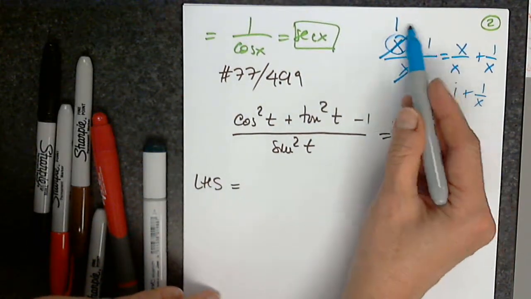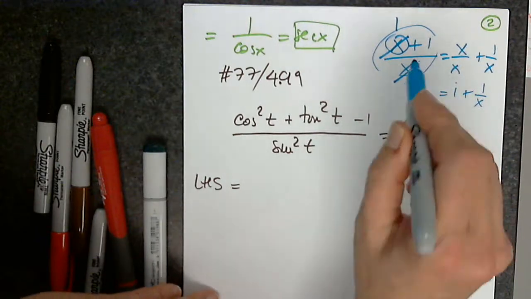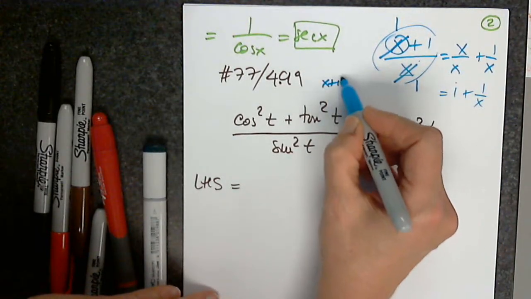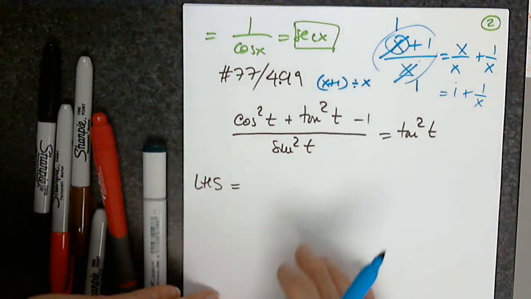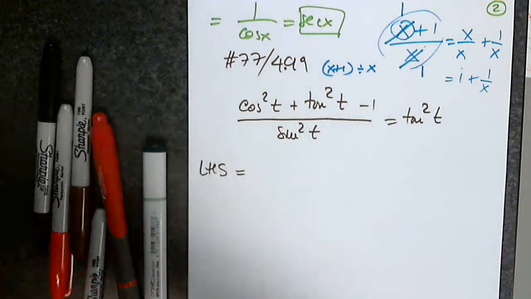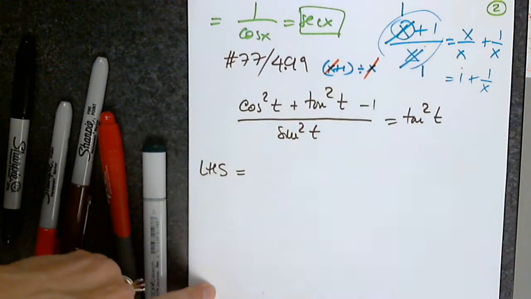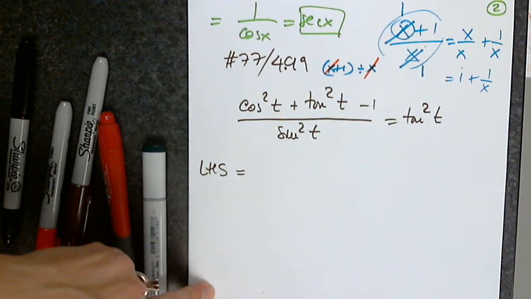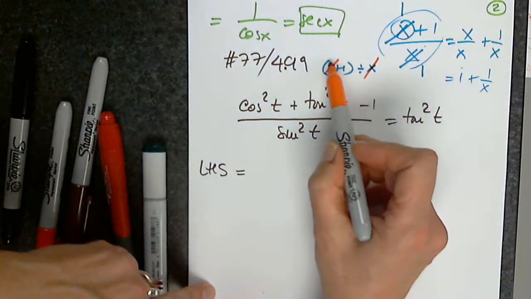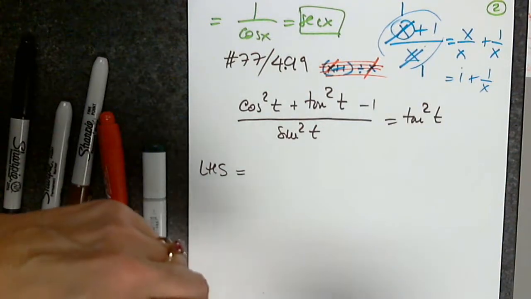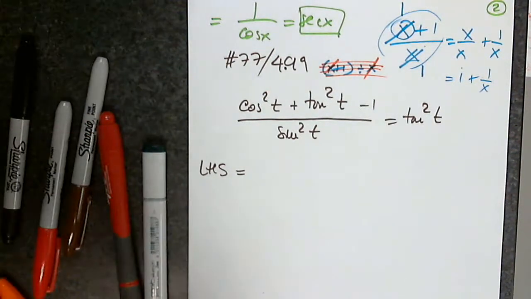Let me explain why one more time here. Because this expression is x plus 1 divided by x, it's like saying I'm going to simplify this x with this x. That's what it really means. And that's not allowed. Okay? Good. I completely agree.